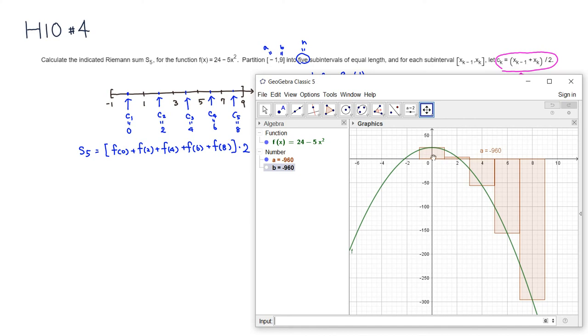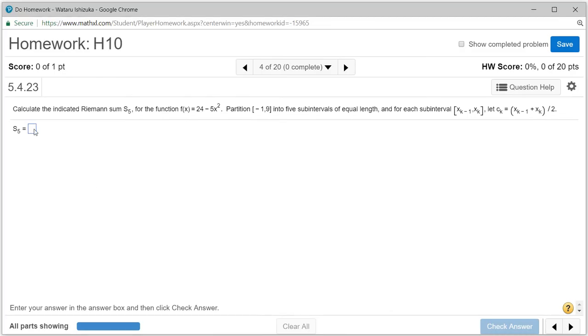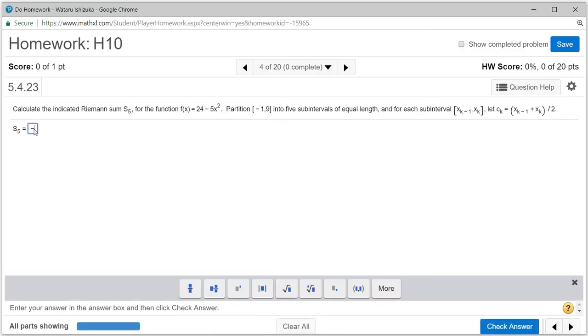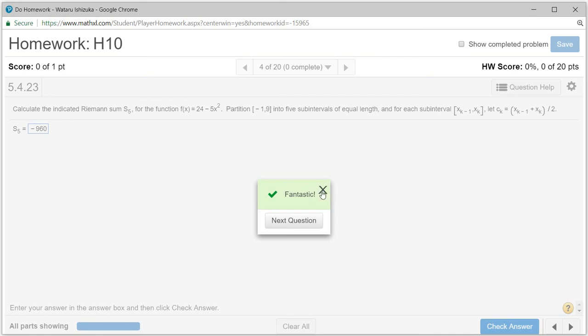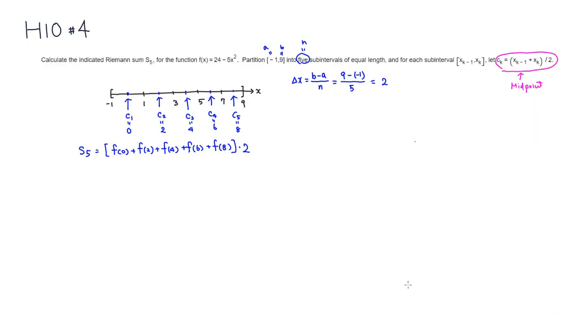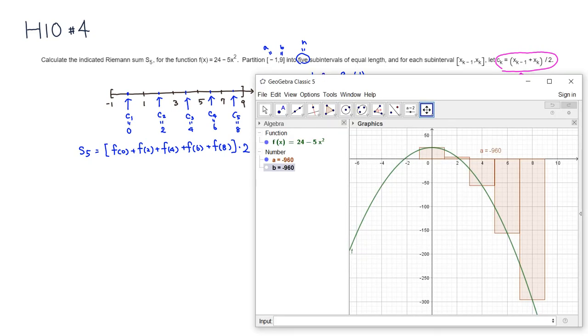So basically, I'm adding up all these areas of rectangles. So I get the negative 960. Let's check the answer. All right, we got that. That's it. I hope that this was clear.